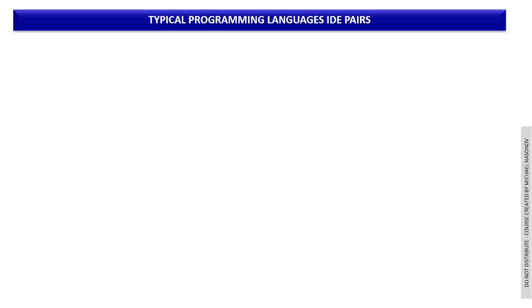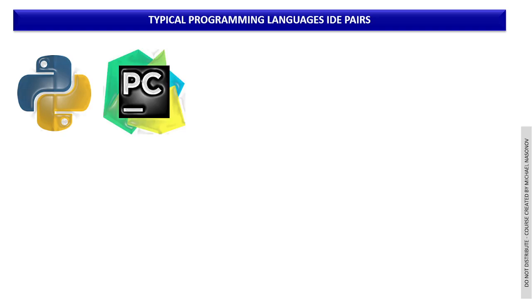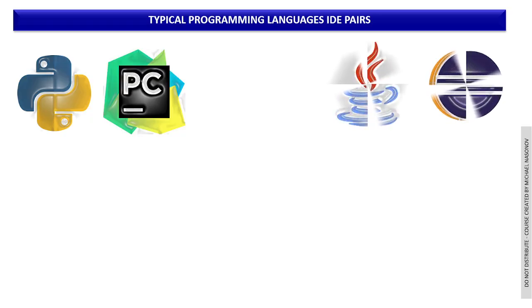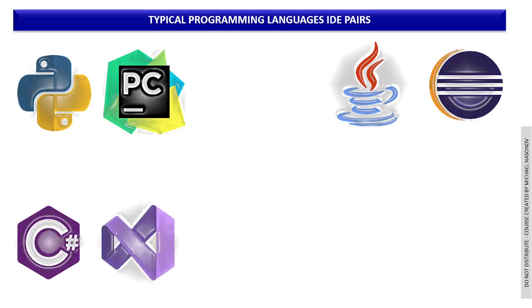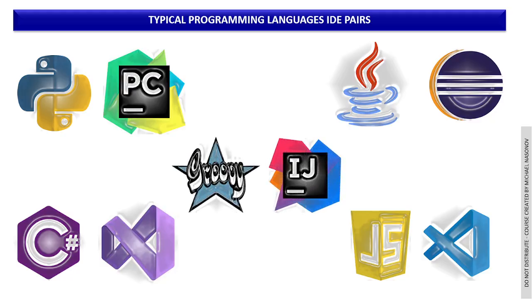You need to be aware of typical programming language and IDE pairs. What is an IDE? An Integrated Development Environment, specifically developed for some kind of language. First pair, Python with the PyCharm IDE. Second pair, Java with the Eclipse IDE. Then C# with Microsoft Visual Studio. JavaScript with Visual Studio Code. And for example, Groovy with the IntelliJ IDE.